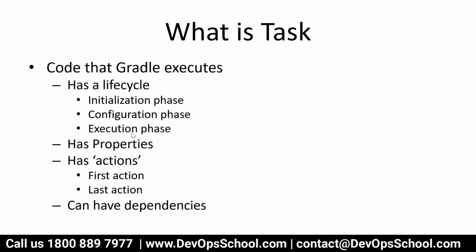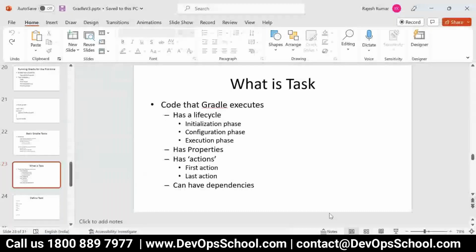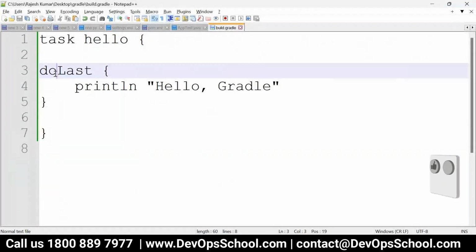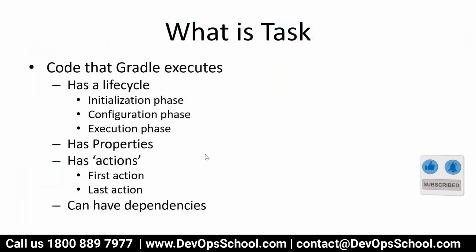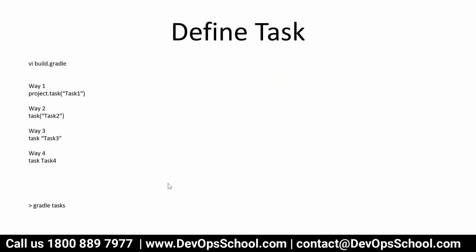Okay. So now build.gradle can have properties also, and build.gradle can have actions also. So one of the actions I showed you, do last. Like that it can be do first, do last. You'll have an action and can have a dependency also. So I'll show you slowly. You can create so many types of tasks here. Many are supported.